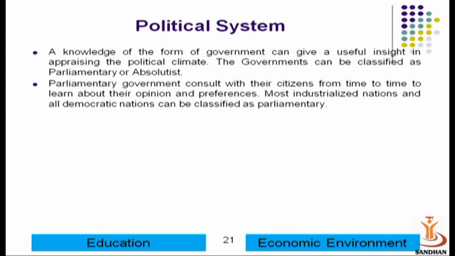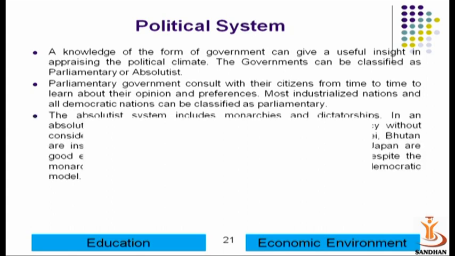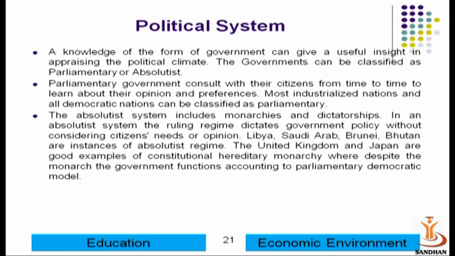In an absolute system, we have examples of some countries, like Saudi Arabia, Brunei, and Bhutan, where this absolute regime exists. The United Kingdom and Japan are good examples of constitutional monarchy. That is, we have there a blend of the parliamentary democratic rule model.